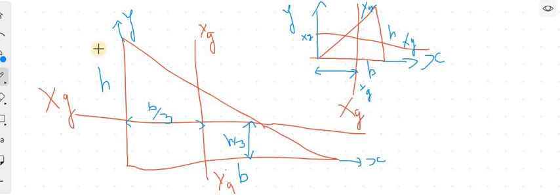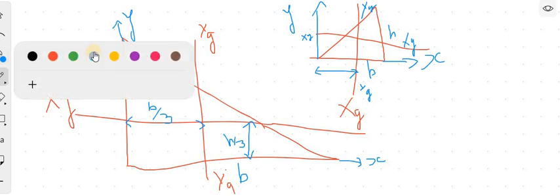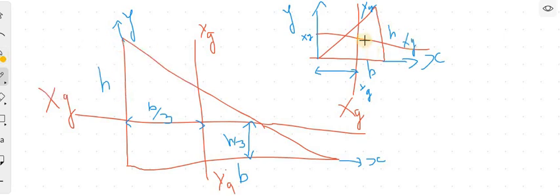First you write. I'll use another color. First I know this dimension is b by 3. This distance is b by 3. I already know, from here to here b by 3. The total distance is b. Can you tell me now what this distance will be? B minus b by 3. So 2b by 3.